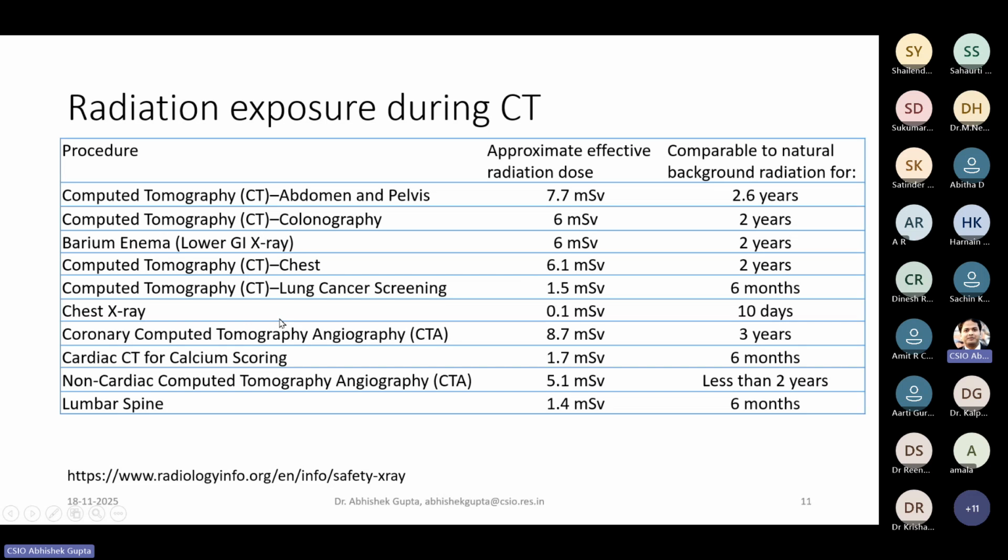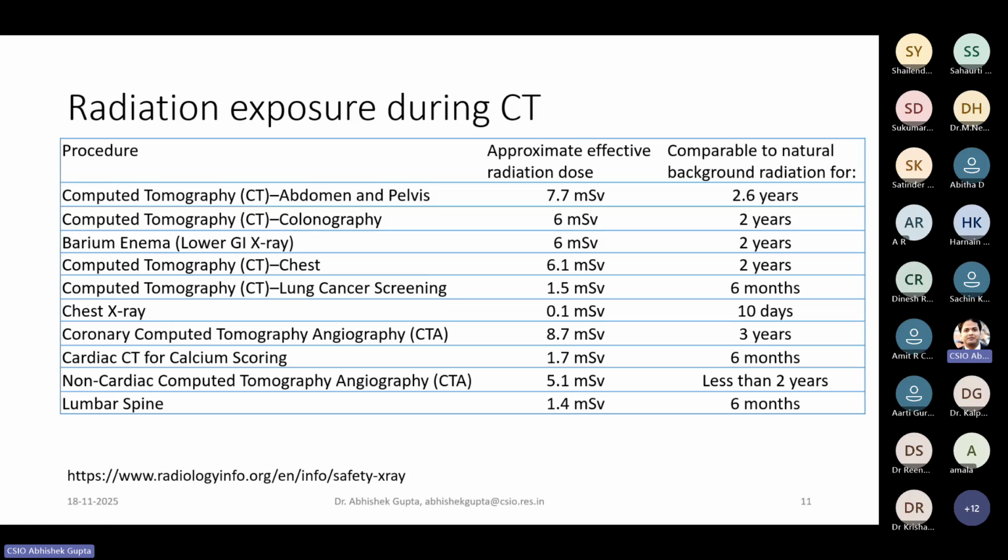So if one CT is acquired for one patient, that is equivalent to around 70 or 80 X-rays, right? So at one time you have taken 70 to 80 X-rays, that much exposure in terms of radiation, right?